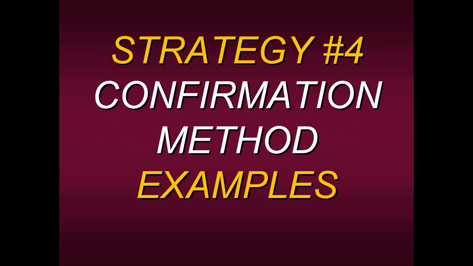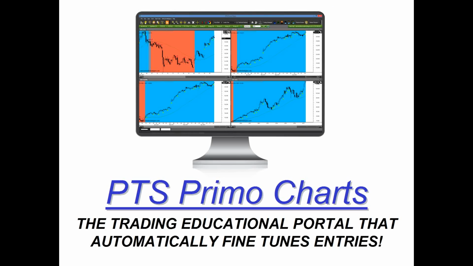All right, so let's look at one of our best strategies in terms of consistency. This is strategy number 4, and we're going to apply the confirmation method. We're going to show you some examples here. These are some older charts, but it doesn't matter. It's more the technique we're trying to teach you. We're also going to show you how we've automated it on our new platform, the PTS Primo Charting platform.